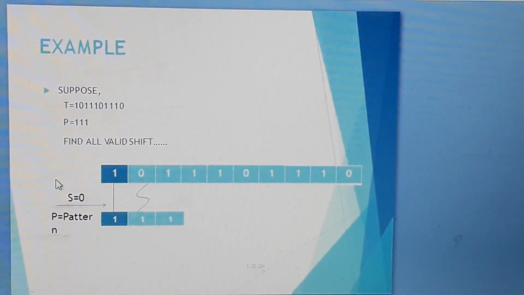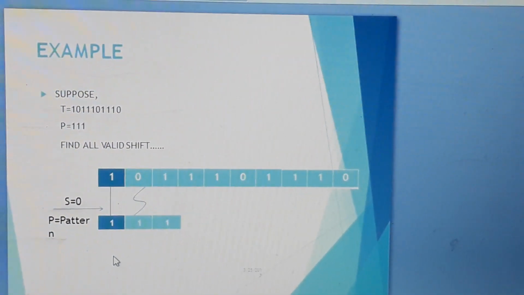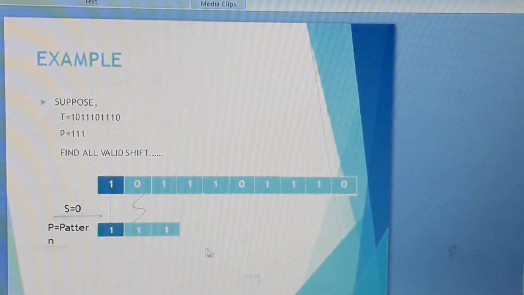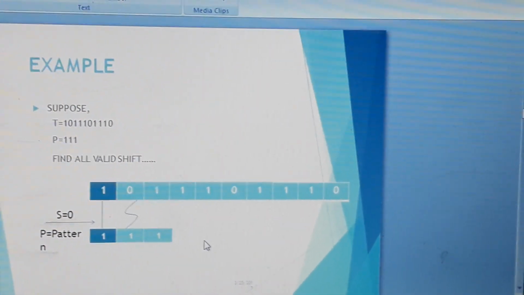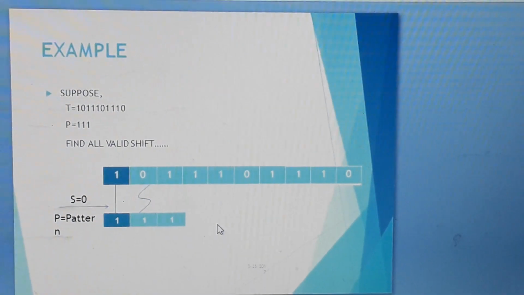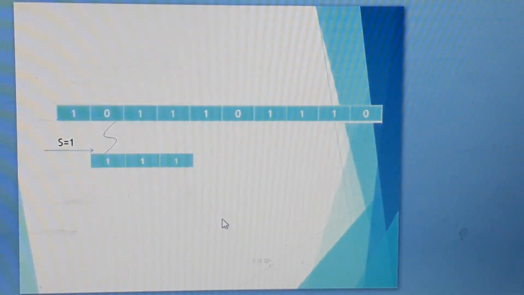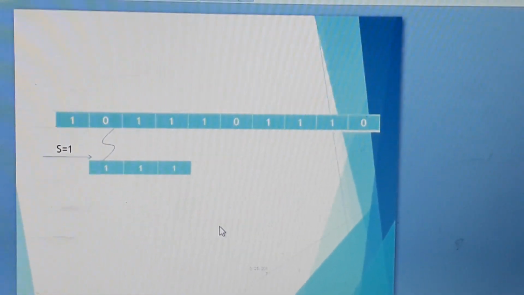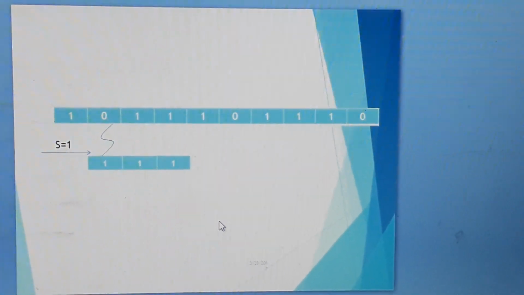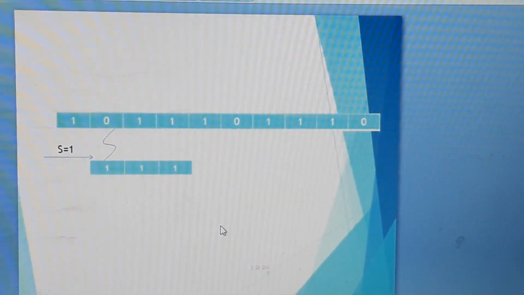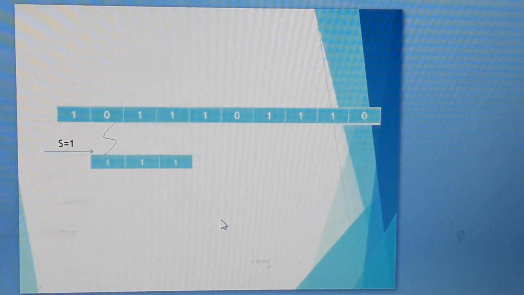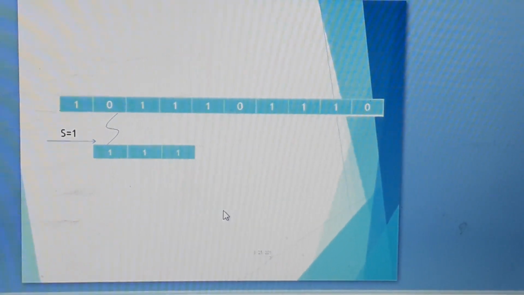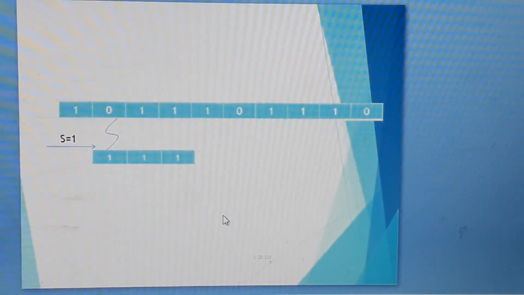First take a shift s equals to 0. The given pattern is 111. So compare this pattern in the first shift, which is s equals to 0. We didn't get this pattern, or match is not found, so move towards the next shift. Again compare the given pattern in the next shift and find out whether the pattern matches or not. If the pattern matches, then we got a match; if not, we have to again move towards the next shift.